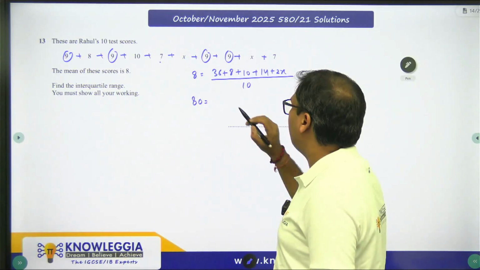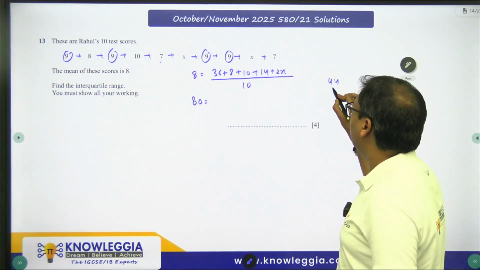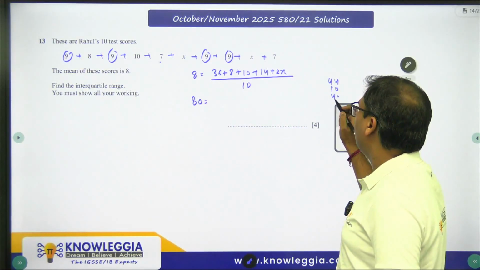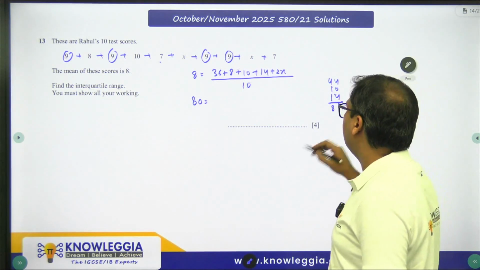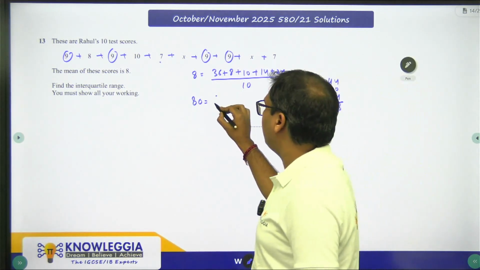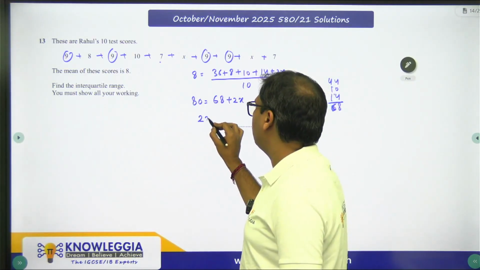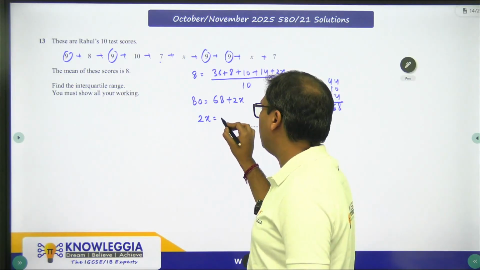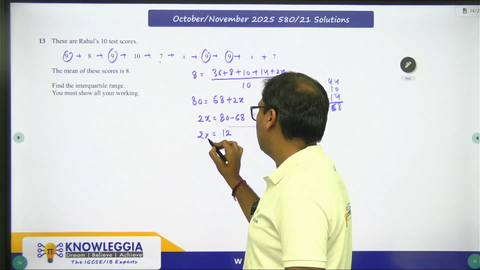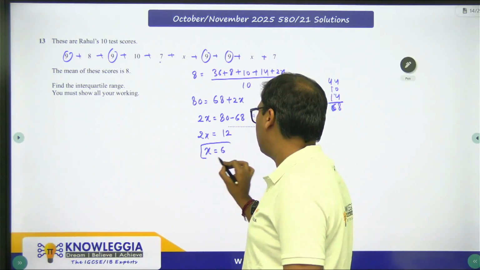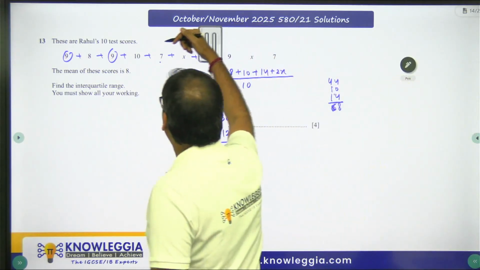So let's simplify this. This is 80 is equal to 36 plus 8 plus 10 plus 14, which is 68, plus 2x. So what is 2x? Let's subtract 68 from both sides. So this is 80 minus 68, which is equal to 12. So what is x? X will be equal to 6. So you know how we'll calculate this value of x, correct? So now we have got the value of x.